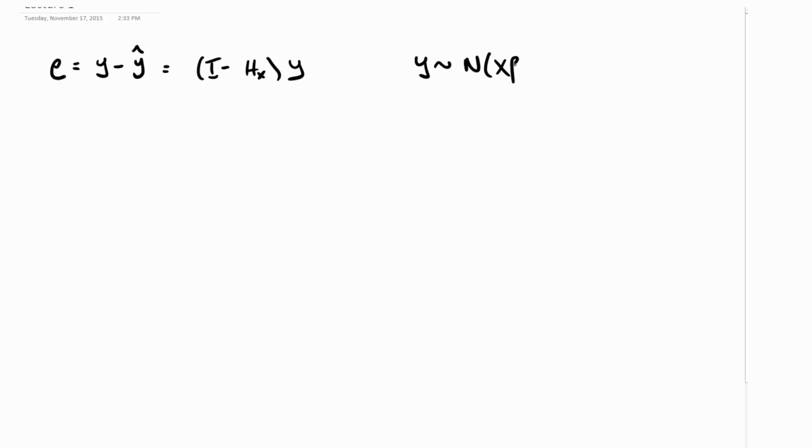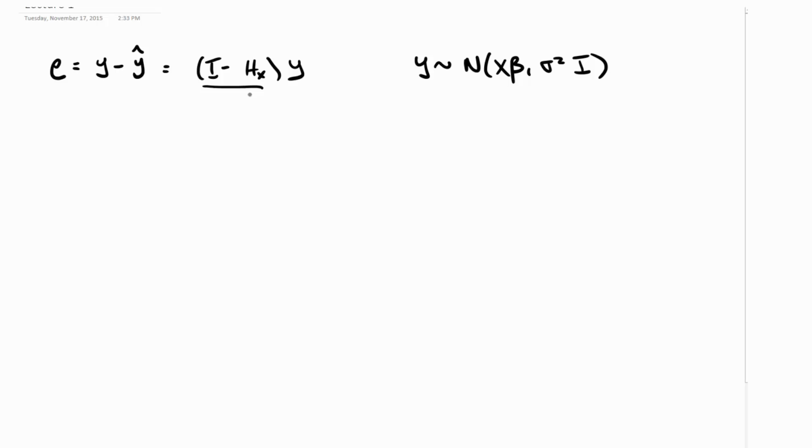So recall that our residuals were defined as e equal to y minus y hat, which we could write as I minus the hat matrix times y. And again, now we're in the context where we're going to assume y is normally distributed with mean x beta and variance sigma squared times I. So the residuals then are singularly normal distributed because this is not a full rank transformation.